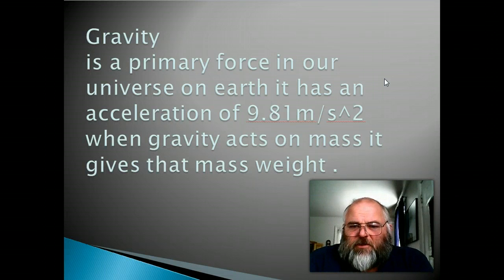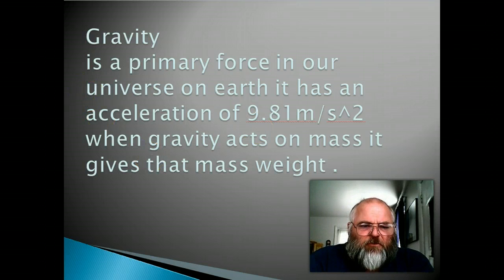Gravity is a primary force in our universe, and it has an acceleration of 9.81 meters per second squared. When gravity actually acts on a mass, it gives that mass weight. And these are critical things because this is what throws most people off when you're trying to determine the questions we're going to ask today about the speed of objects and how fast they fall. So just don't forget about that.